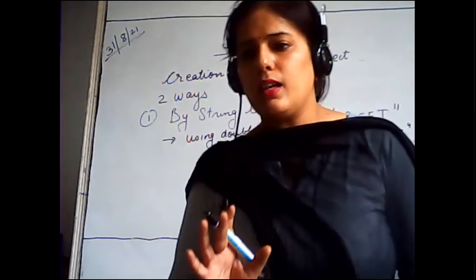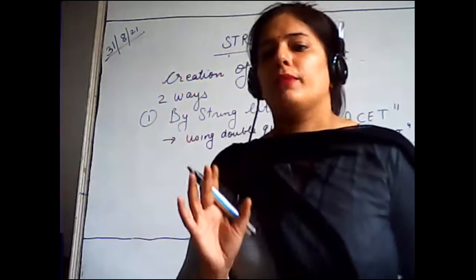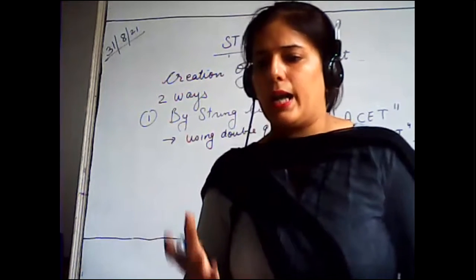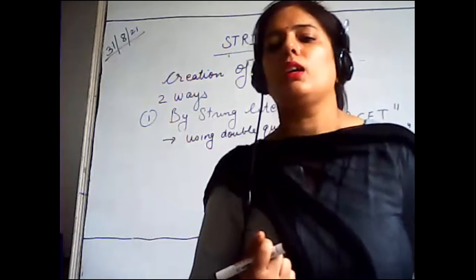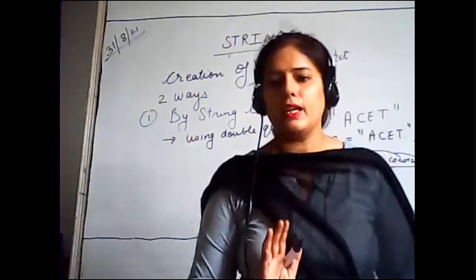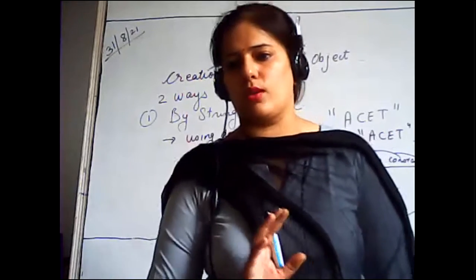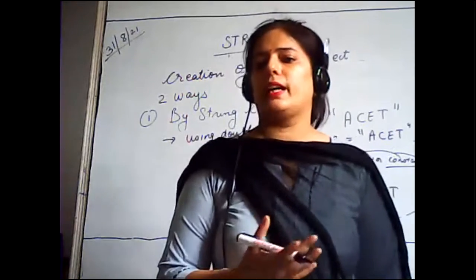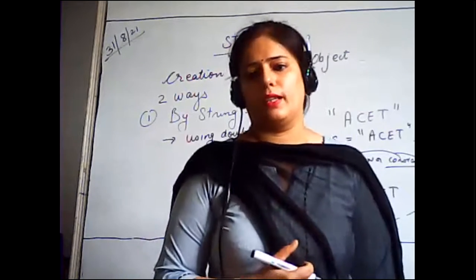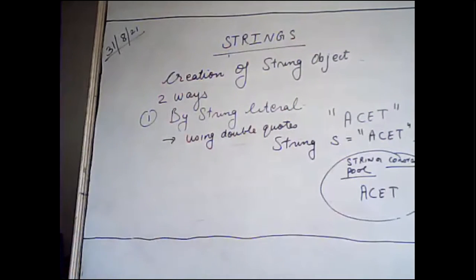When we are using string literals, we are referring to the string constant pool, and it will check for that particular string first in the pool. If it is available, then it is fine. It will use that reference to refer to that string in the string constant pool. Otherwise, it will create the new string and return the reference variable for that. This is how we can use a string literal.